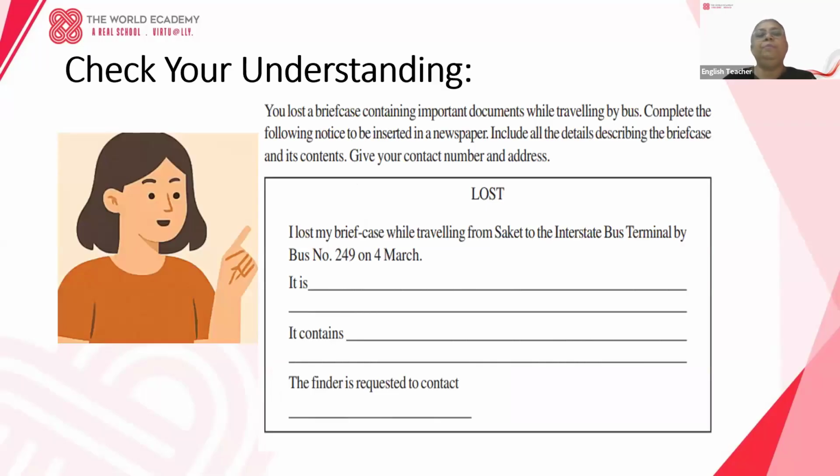So here's a small homework for you. Imagine you have lost a briefcase containing important documents while traveling by bus. So you were in a hurry and you just got down from the bus. So you have to complete this notice because you have to put it in the newspaper, right? You have some important documents in that. So include all the details described in the briefcase. Which color is it? What does it contain? Write your contact number and your address so that the person who finds it, if you're lucky enough, will come and return it back. Okay. So there is still humanity in this world.